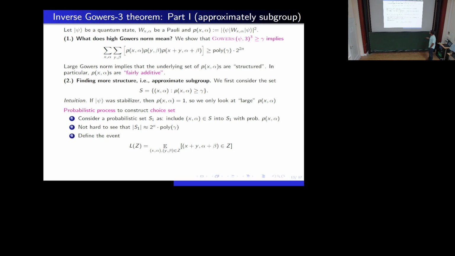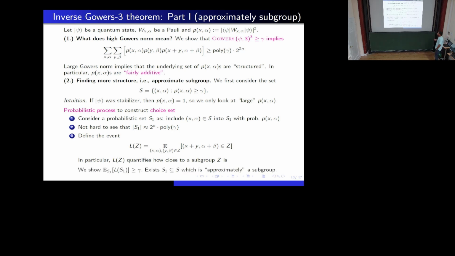And I'm going to define this event, L of Z. So think of Z as a subset. If I pick an X comma alpha in Z and a Y comma beta in Z, what is the probability that X plus Y and alpha plus beta lie in Z? Again, the inspiration for this is this quantity: if X plus alpha is in Z, Y plus beta is in Z, X plus Y and alpha plus beta is also in Z. So L of Z quantifies how close Z is to being a group.